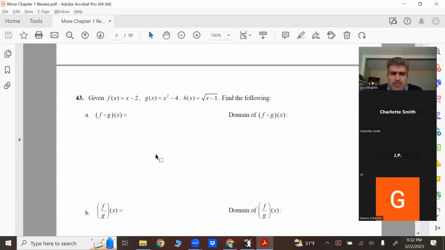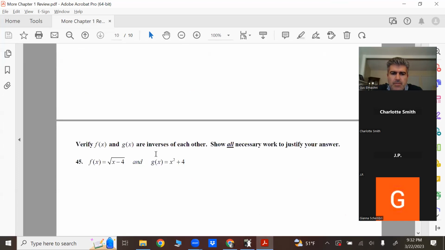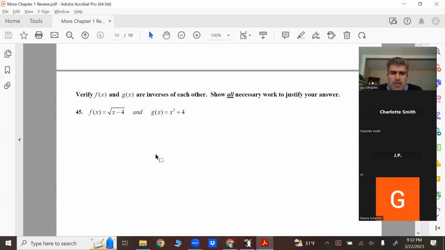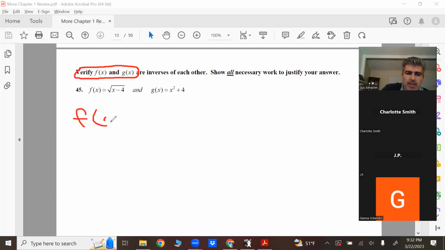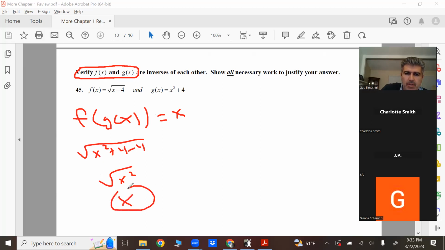Inverse functions. Verify. So, we have talked about this. It was in our notes. It's really simple. You just do f of g of x to verify, and that's equal to x. So you just got to plug g of x into f of x. So it's root of (x squared plus 4) minus 4. And if you do it, you do get root x squared, and you get x. So therefore, those will be inverses of each other.